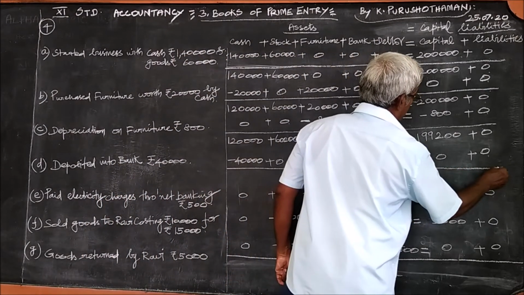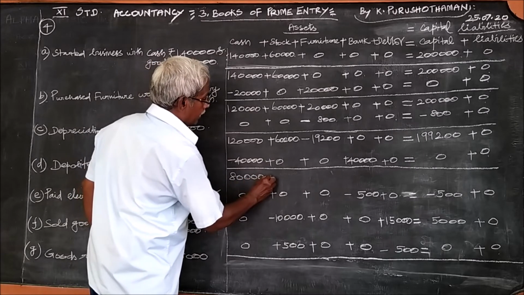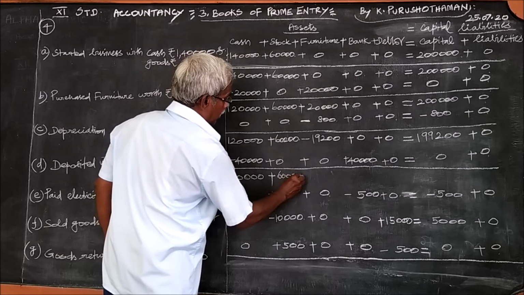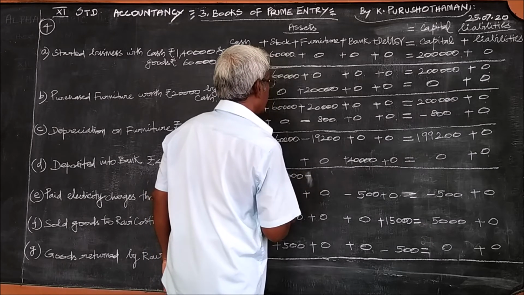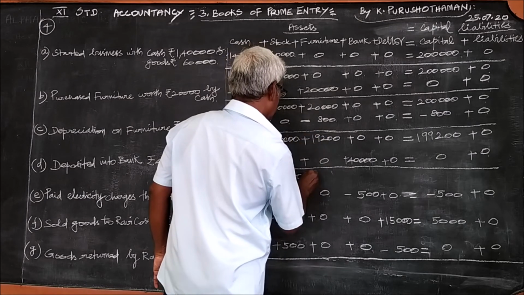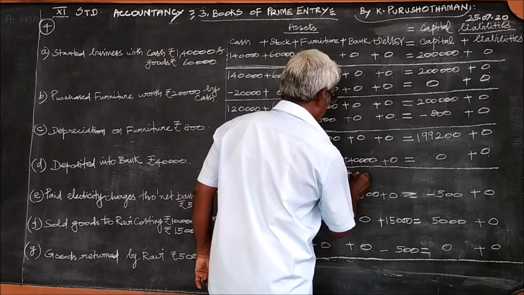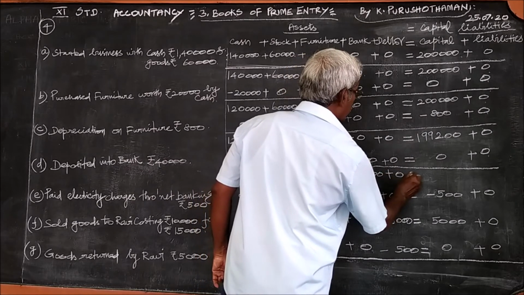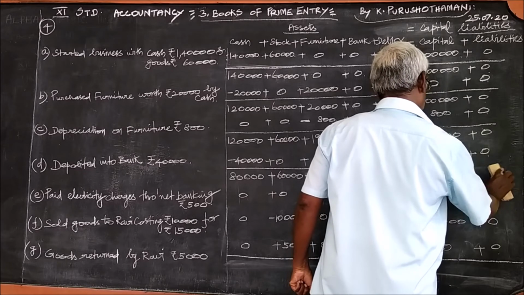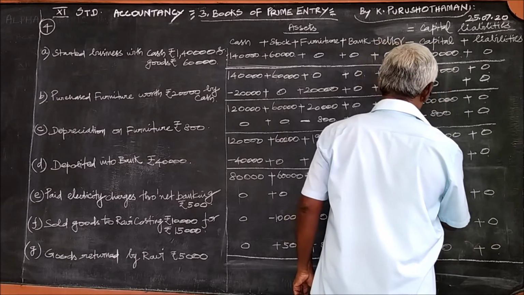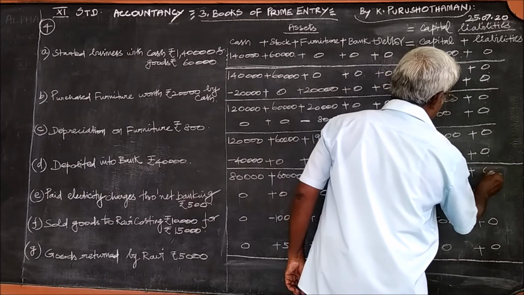Once again, you add these two rows. 1,20,000 minus 40,000 is 80,000, plus 60,000, plus this only minus 20,000 minus 800, 19,200, plus 19,200 plus 40,000 plus 0 is equal to 1,99,200 plus 0.